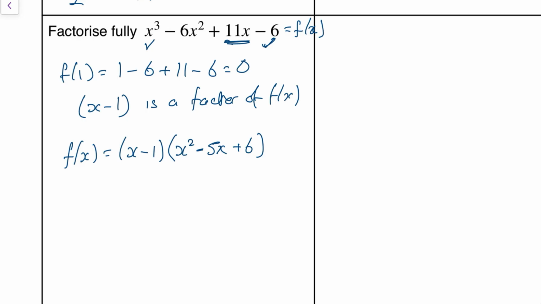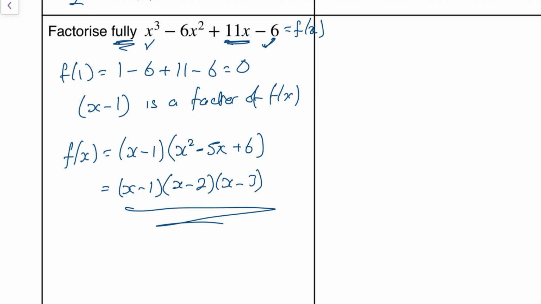I haven't finished. Pause the video and make sure you know why I haven't finished yet. Then the answer is because it says fully up here. So I'm now going to factorise again. So it's going to be x minus 1 times, x squared minus 5x plus 6, which is the same as x minus 2, x minus 3. And that is my final answer.